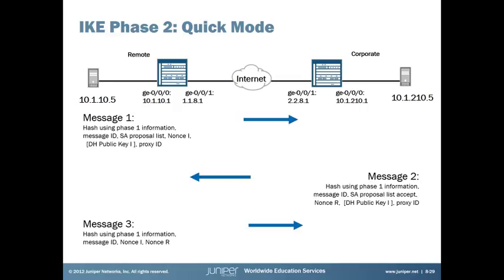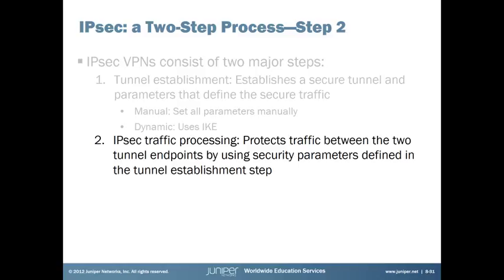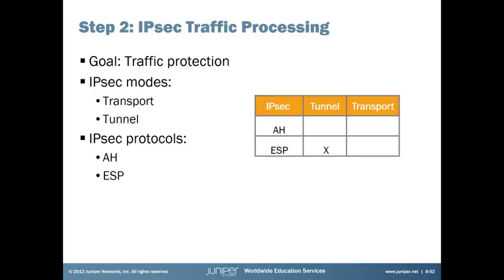Okay, so what's happening here is the 2 devices at each end are exchanging information and essentially negotiating the parameters of the communication. That's probably the thing to take away from this. Then the IPsec tunnel process protects traffic between the 2 tunnel endpoints using the security parameters defined in the previous step. Okay.